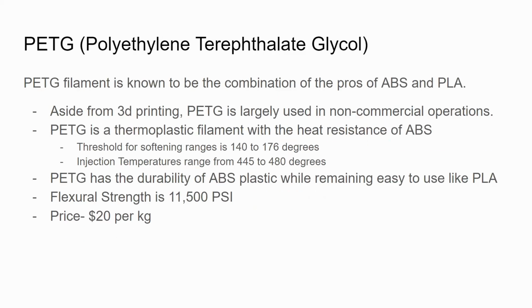Now, let's go on to our third filament, which is PETG. PETG filament is known to have a combination of the pros of ABS and PLA. Aside from 3D printing, PETG is largely used in non-commercial operations, such as packaging and manufacturing, so you probably won't see it that much in your house. PETG is a thermoplastic filament with the heat resistance similar to ABS. Its threshold for softening is 140 to 176 degrees, with its injection temperatures ranging from 445 to 480 degrees Fahrenheit.